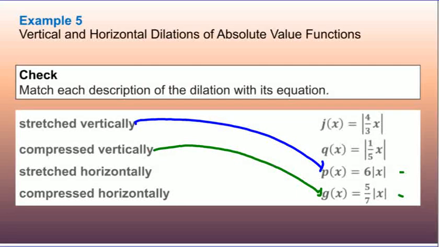The horizontal ones are on the inside. A stretch horizontally is going to be less than 1. If I look at that, the one that's less than 1 would be Q. That means a compressed horizontally looks like the stretch vertical. That would be your J, which is 4/3. That's greater than 1.